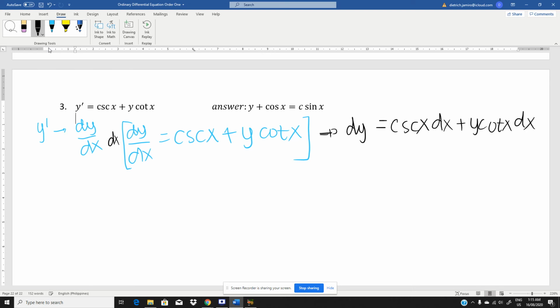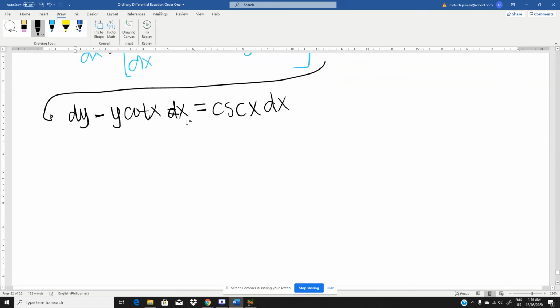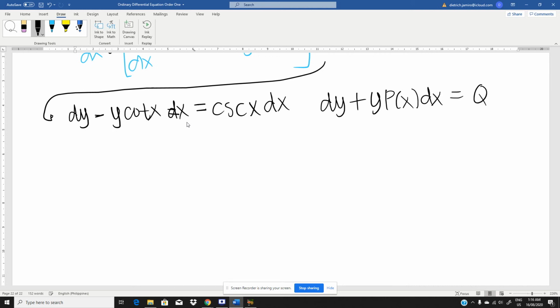And then I'll transpose this one to the left side. So we will have dy minus y cotangent of x dx, sorry, I forgot the dx, is equal to cosecant of x dx. And then, as you can see, it's already in the form of dy plus y multiplied by p of x dx is equal to q of x dx. So as you can see, we will now get the integrating factor.